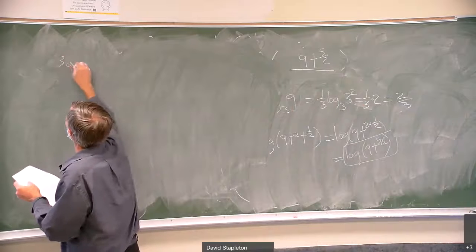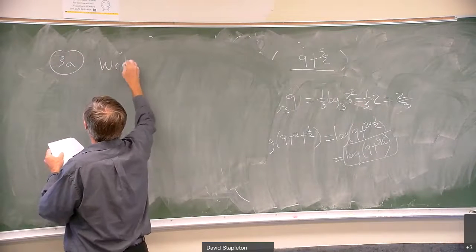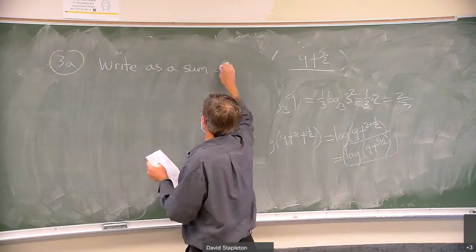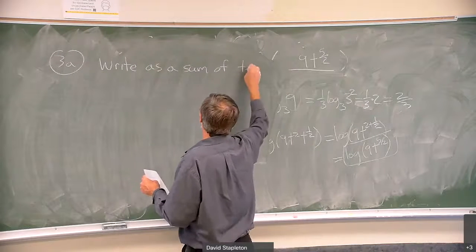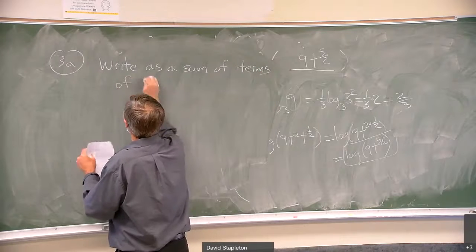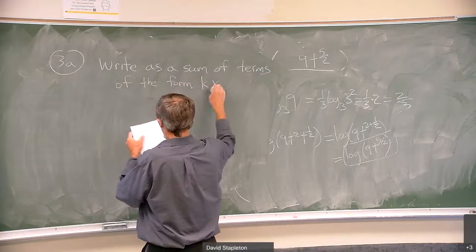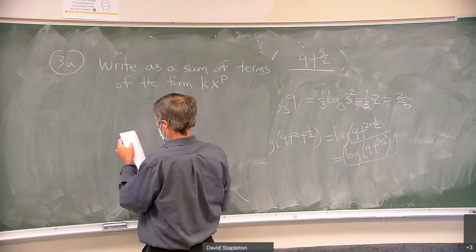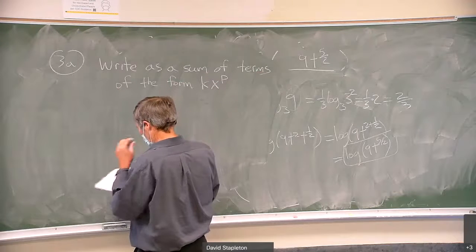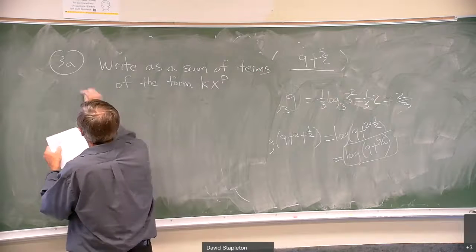So 3A says this: rewrite as a sum of terms. Terms are just the things that are added together, so it really means rewrite as a sum, each of the form a number k times the variable x to a power p. Right, for some multiplier, a coefficient, and a power.